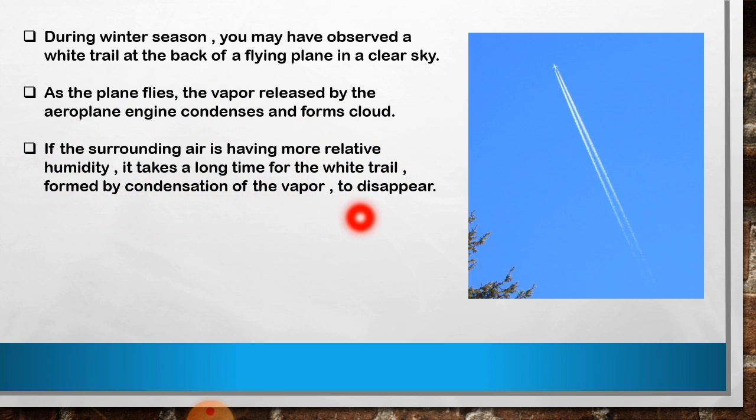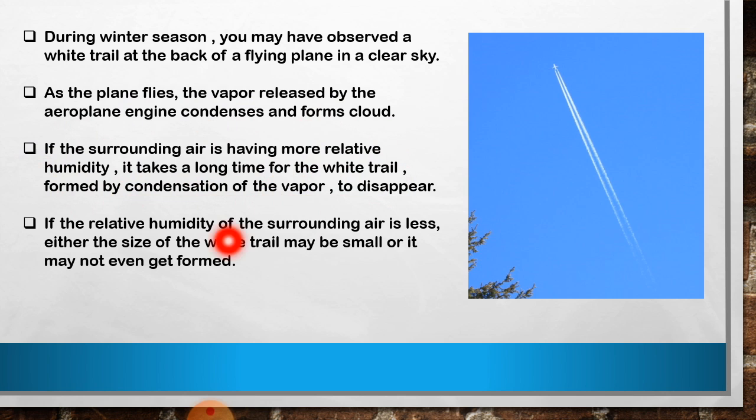of water to disappear. Okay, and if the relative humidity of the surrounding air is less, then what happened? Either the size of the white trail may be small or it may not even get formed. Okay, when the relative humidity is low, this trail does not form at all, and its size becomes very small. And when the size becomes this big, which means what? Its relative humidity is very high. Okay, yes.